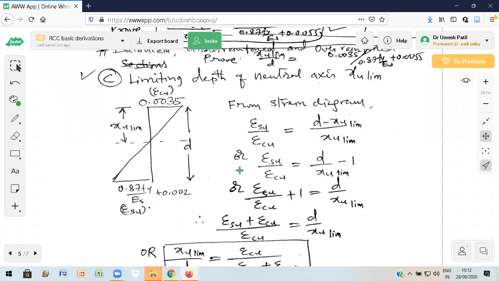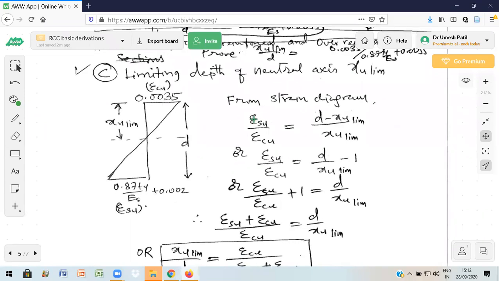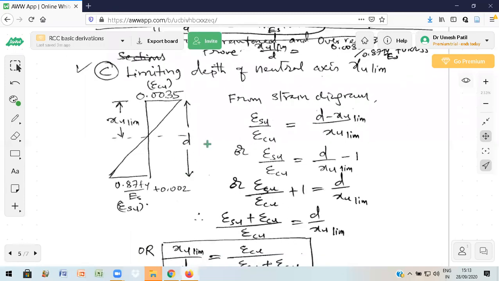All this derivation is again there in the code. Final expressions are there. Now observe here. Limiting depth of neutral axis, xu limit. Once again understand, I am trying to find out the depth of neutral axis when both the materials have failed simultaneously. Later on I will go to what will be the xu if the steel fails earlier, and what will be the value of xu if concrete fails earlier. That is later. Presently you concentrate on when both materials have failed at a time.